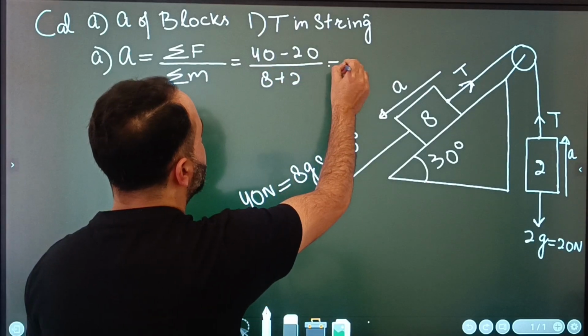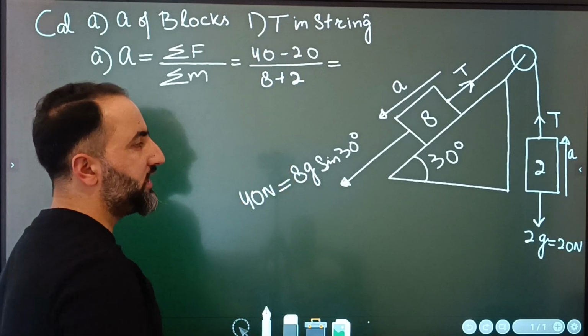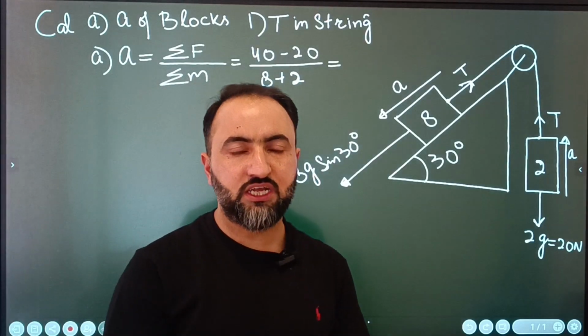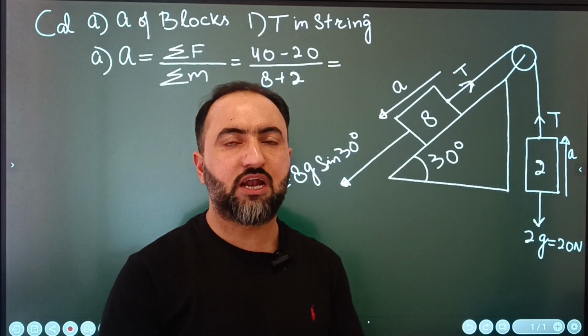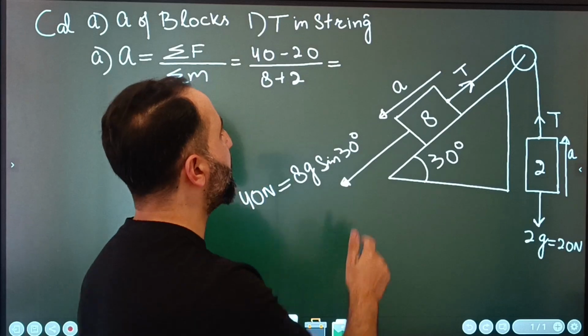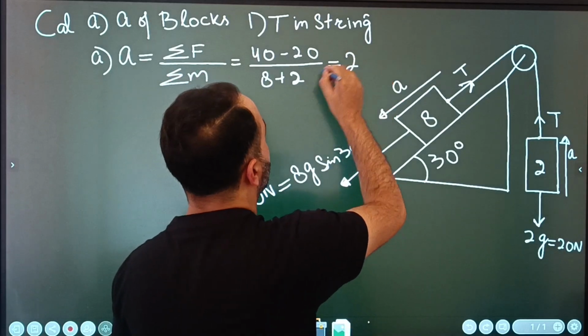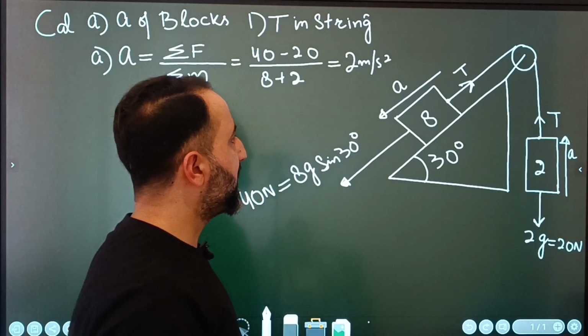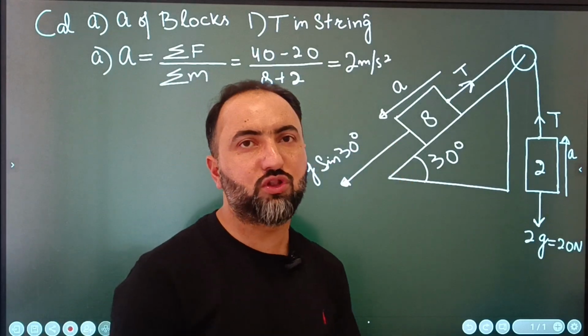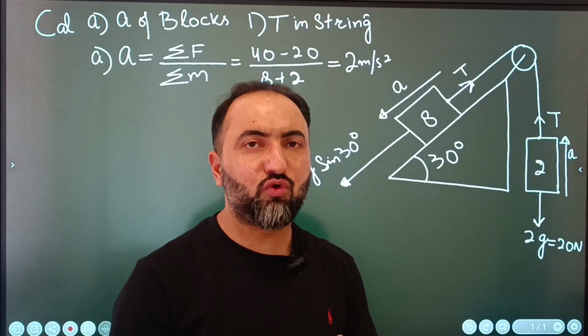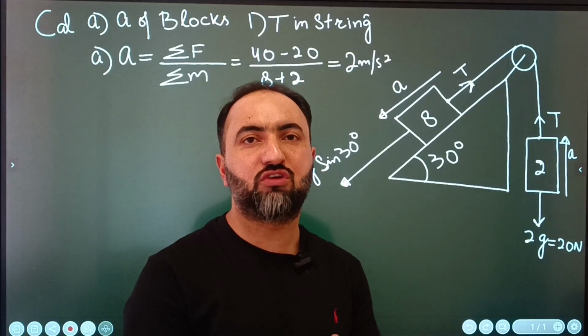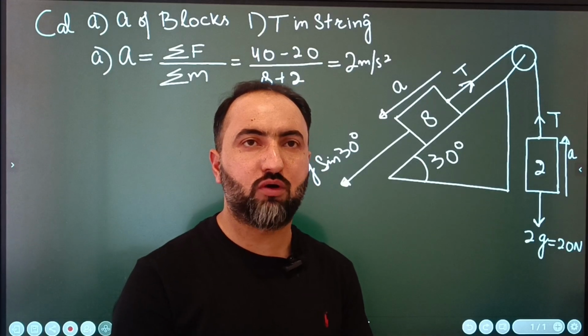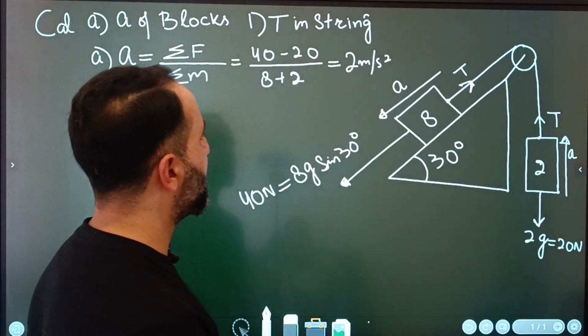Okay, now you tell me, dear students, what is 40 minus 20 equal to? That's equal to 20. Then 8 plus 2 is equal to 10. 20 divided by 10 will be equal to 2. So the acceleration comes out to be 2 meter per second square, the acceleration of both the blocks. And the acceleration of both the blocks will be the same. Why will that be the same? Because these two blocks are connected by a common string. Okay, so we are done with the acceleration.